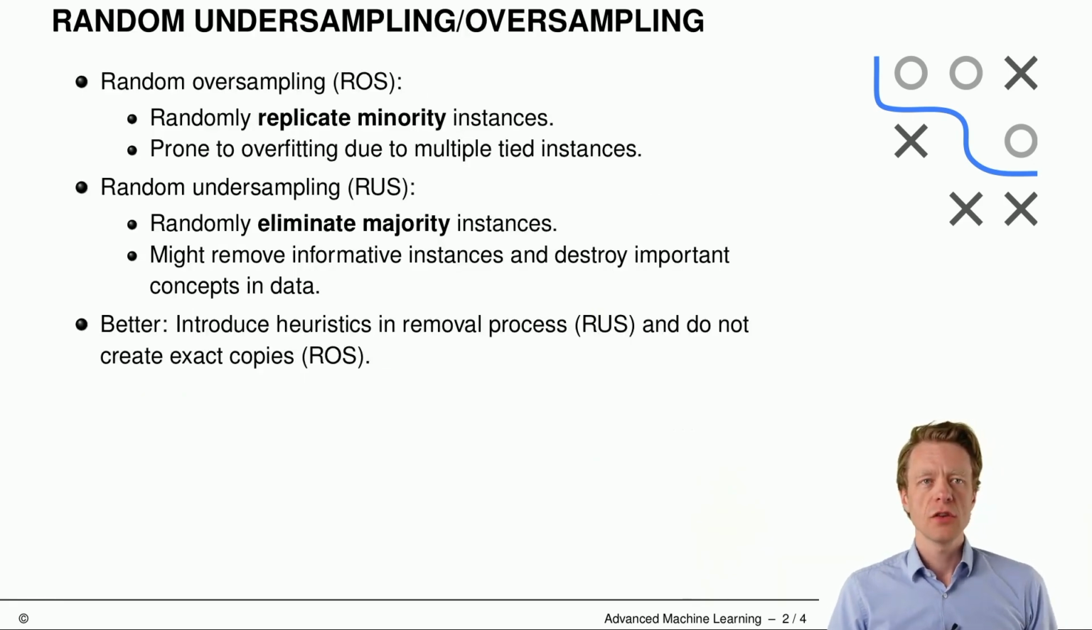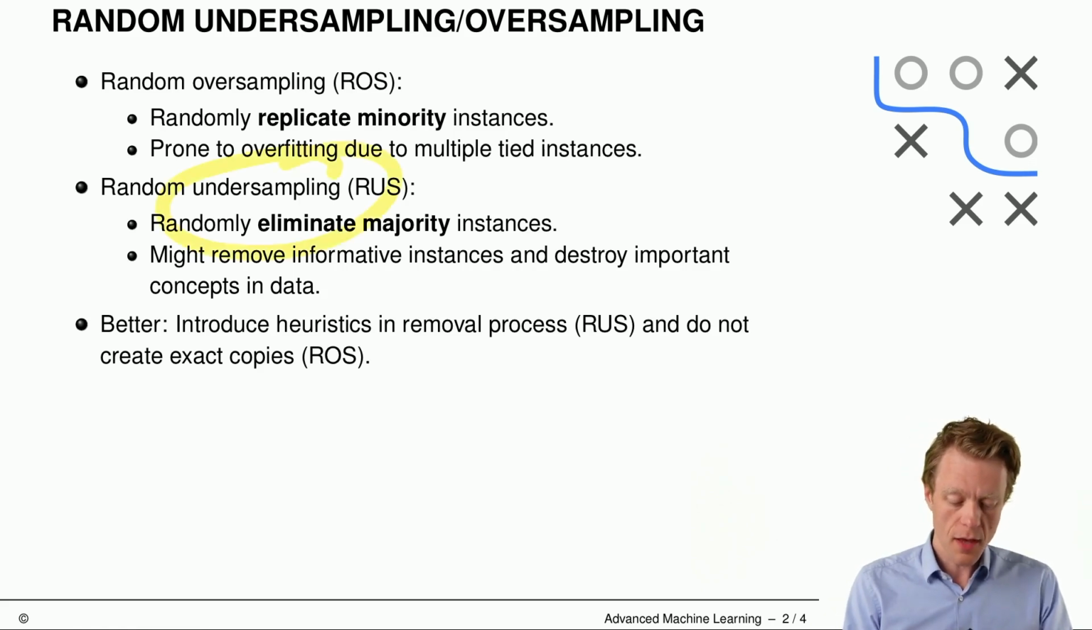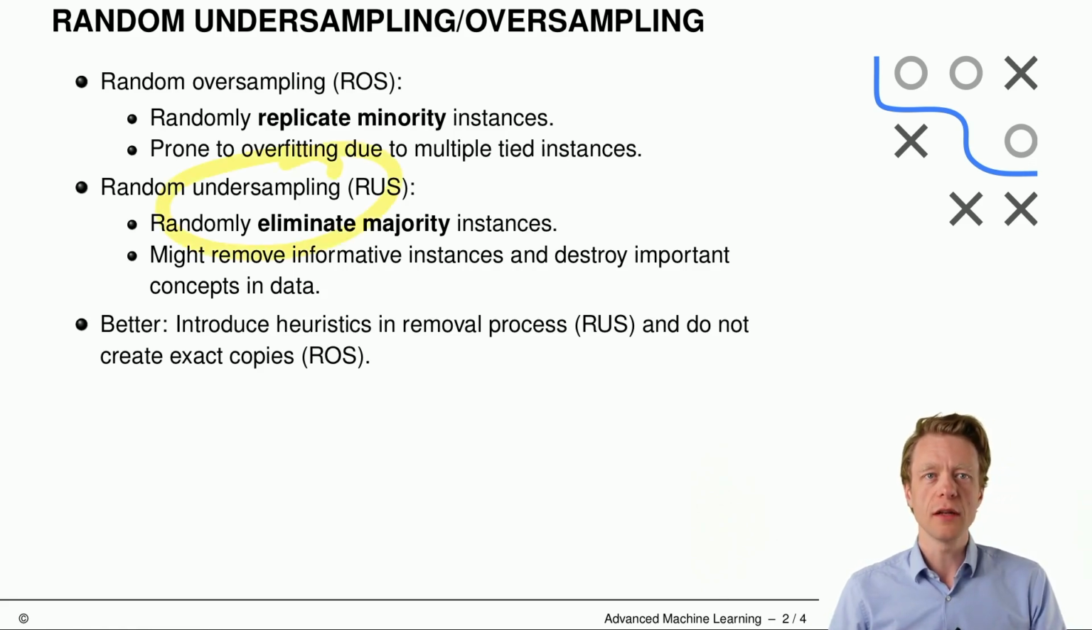So now we'll speak about some undersampling methods in detail. Let's first start with some random methods for oversampling and undersampling, continuing the overview here. In random oversampling, we randomly replicate the minority instances, as I've shown in the last figure. This is prone to overfitting because we could end up with multiple tied instances, just duplicating the same instances over and over. On the other hand, we have random undersampling, where we just randomly eliminate some of the majority instances.